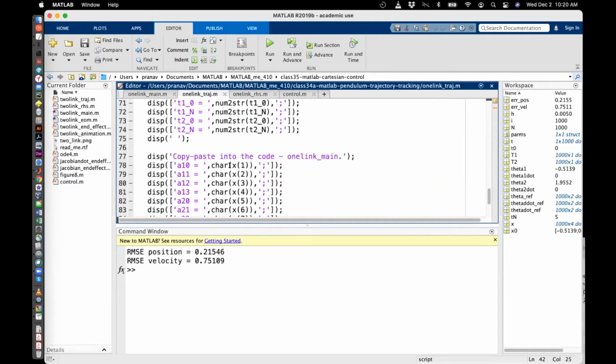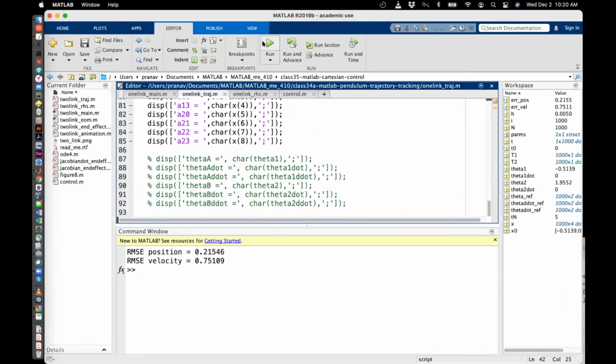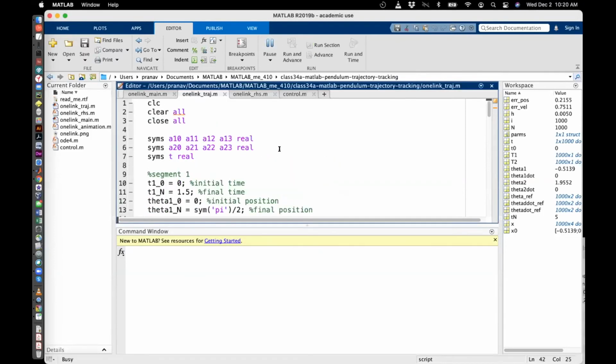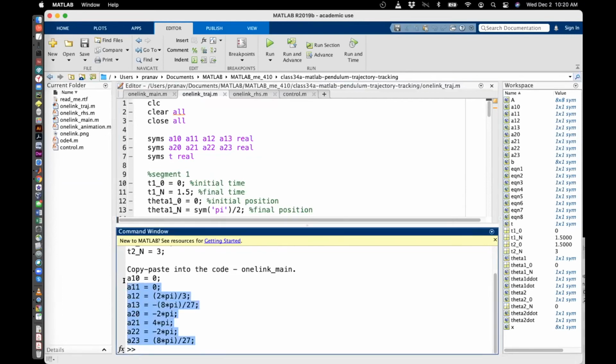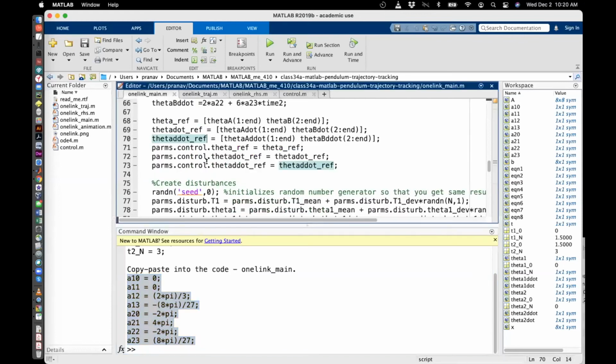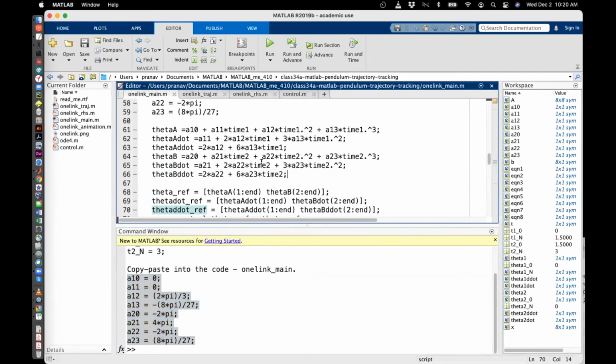Once you get those, if you run this, it might throw an error, oh no, it just derives the equations. There it is. It gives me the coefficients for those two trajectories, which I can then copy paste in the code one link main. This is the main file, which will do the necessary simulations for me. So this is the position, velocity, same position, velocity. I wrote the acceleration just to show you the acceleration is discontinuous, but that is not really used to get the coefficients.